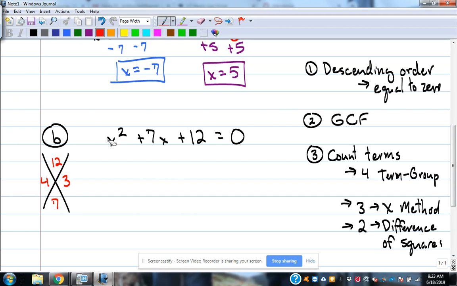And remember that we had that shortcut. If there's nothing in front of that x squared, we could go straight to the factor x plus 4, x plus 3. It's plus on both of them because they're both positive.